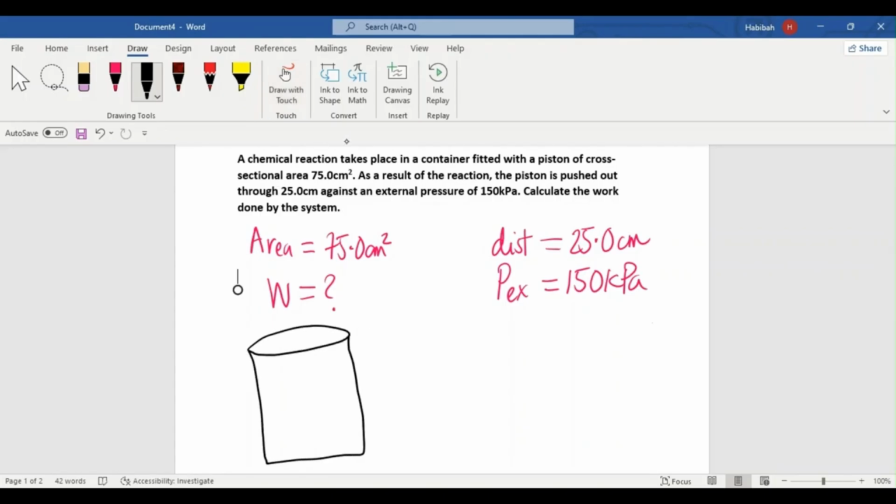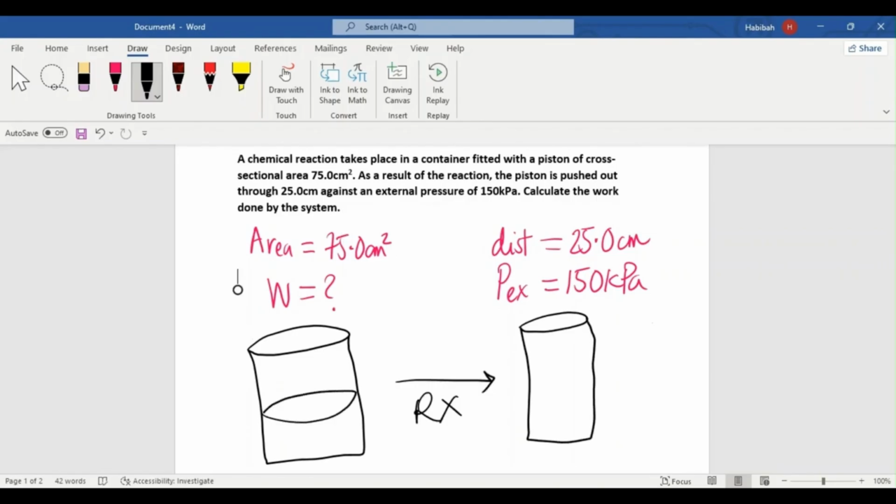You're going to draw the container before and after the reaction and everything that is going on in it. So the piston is what I'm drawing right now. You see that the piston is this, and we're told that its area is 75.0 centimeter squared, and we have the distance traveled by the piston, and that is 25 centimeter. So that's the distance.